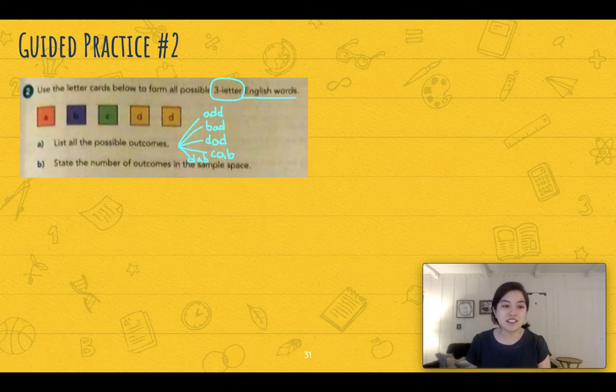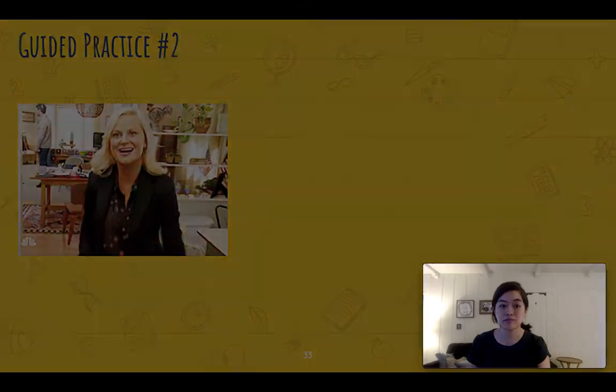All right, and then B, state the number of outcomes in the sample space. So how many 3-letter words were we able to create from this group of letters? 1, 2, 3, 4, 5. Okay, there are 5 outcomes in the sample space.